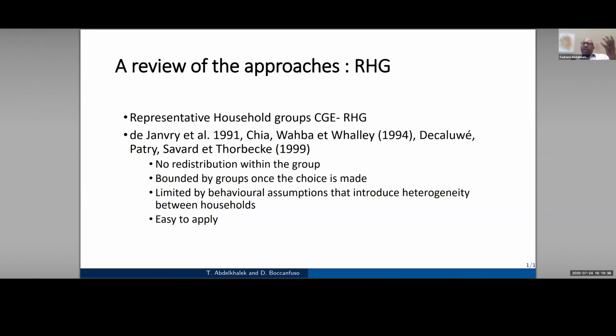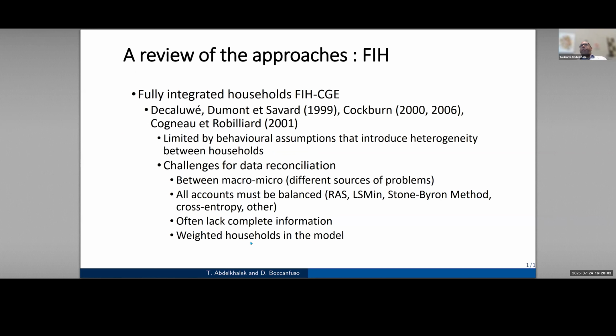But in this, as I said before, there is no redistribution within the group because the number of groups is fixed by hypothesis. It's a real limitation, limited by the behavioral assumption that introduces heterogeneity between households, but it is easy to apply. Numerically, it is very easy. It's the first step. Now, the fully integrated households approach is more interesting.